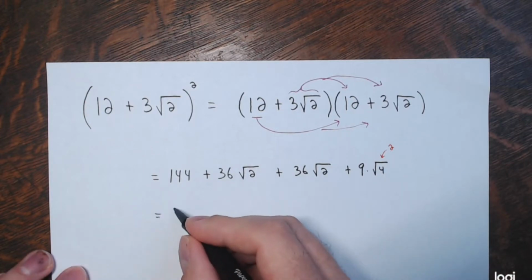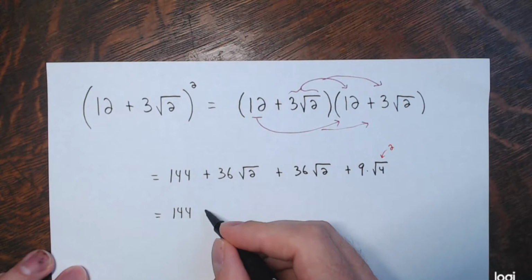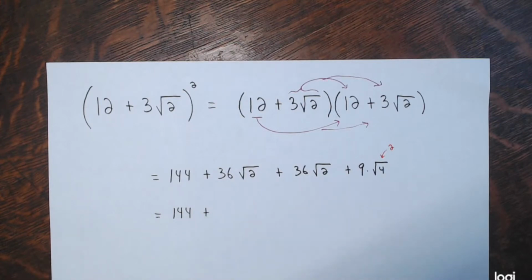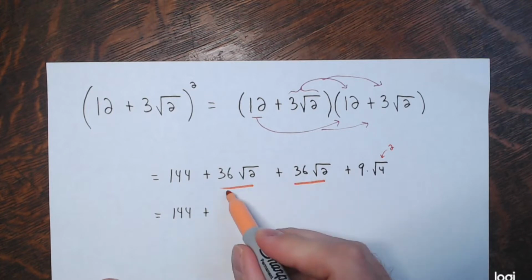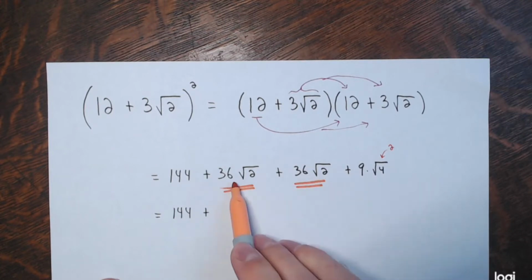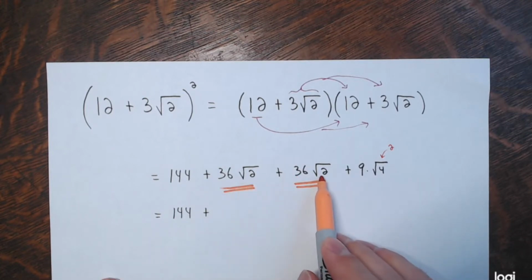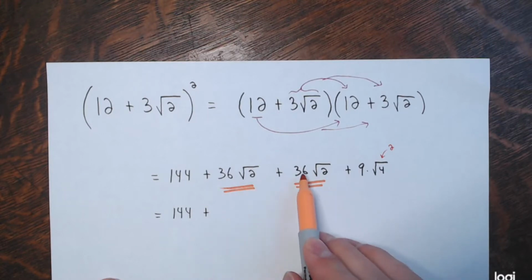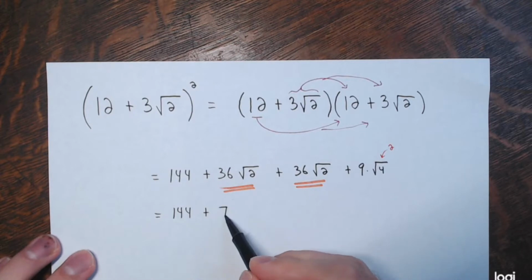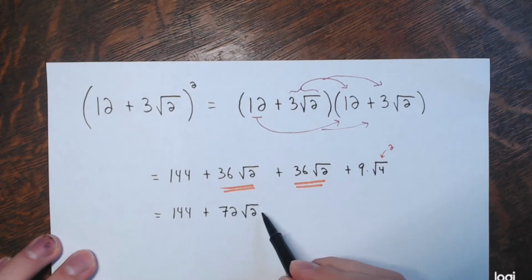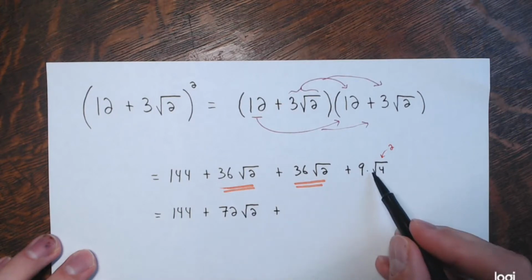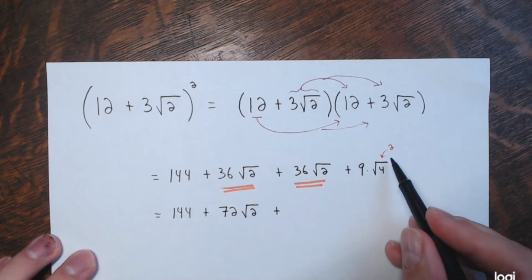So after simplifying all the radicals, we have 144 plus, and I'll show you right now, you've got some like radicals in the middle here. 36 root 2 plus 36 times the square root of 2. They both have the square root of 2 in common, so you can put them together. 36 plus 36 is 72. So that's 72 times the square root of 2. Plus, and then 9 times the square root of 4. That's just 9 times 2. That's 18.